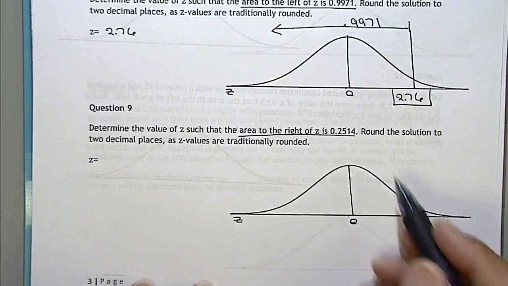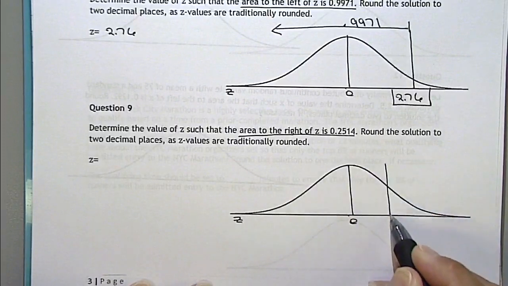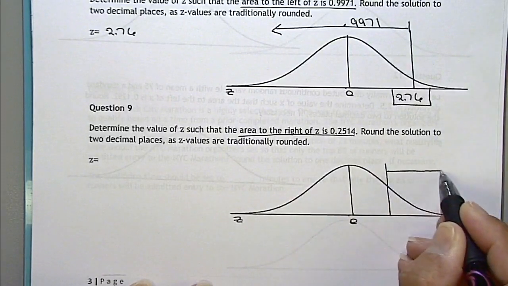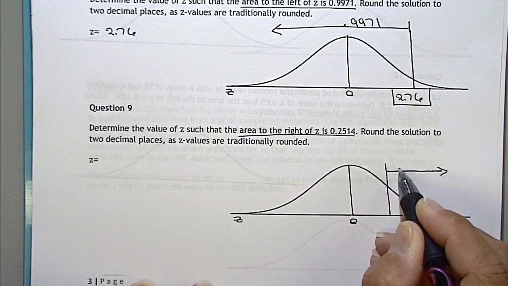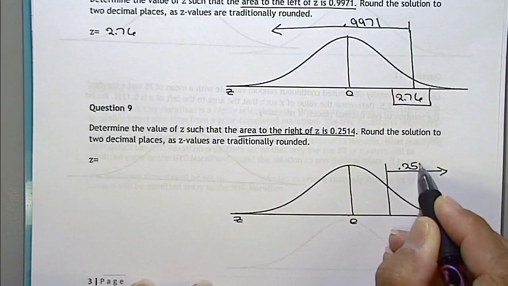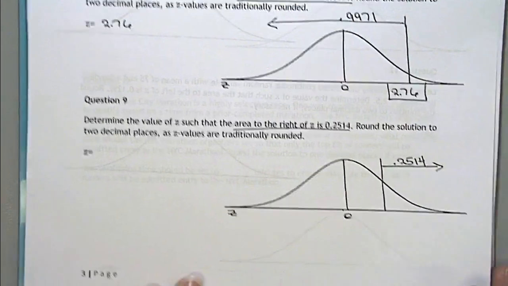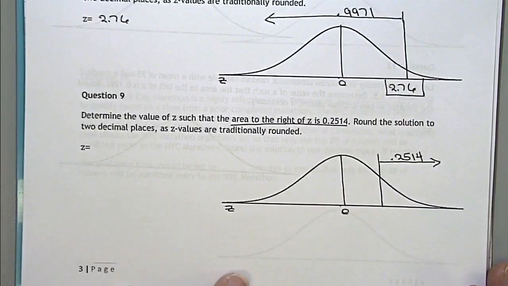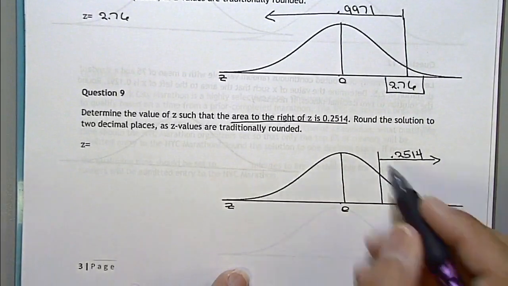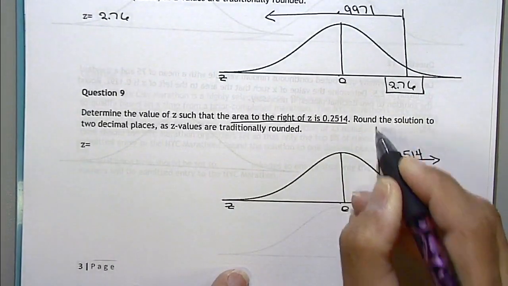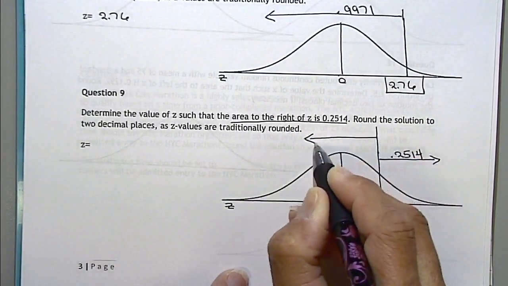Nope, it's not. In other words, I want to draw a line so that the area to the right is smaller than half the curve. That means I have a positive z-score. That's the reason, guys, that we draw these curves, because otherwise you just have to really know what you're doing, and most of us haven't reached that level yet.